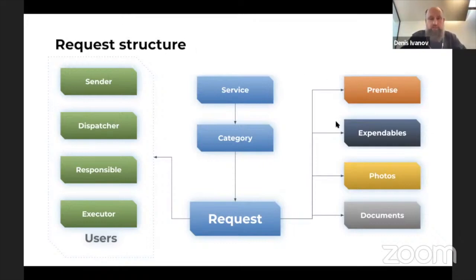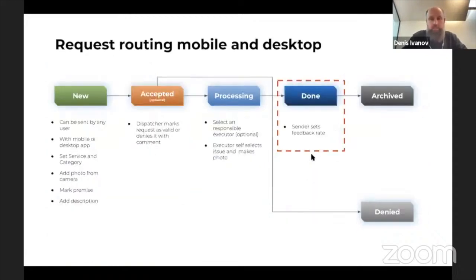And of course, the structure of the building is also connected over requests, so you can always see the premise, the room where these requests are connected with, where the works are performed. You can track the expendables, you can attach photos, and of course documents. You can receive documents, you can attach, for example, manuals for the equipment maintenance. So everything is connected here. If we have a brief look at the general routing process of the request, it's pretty simple.